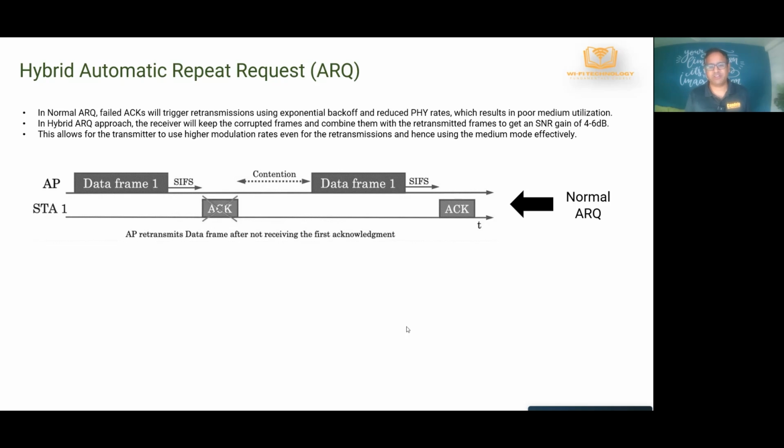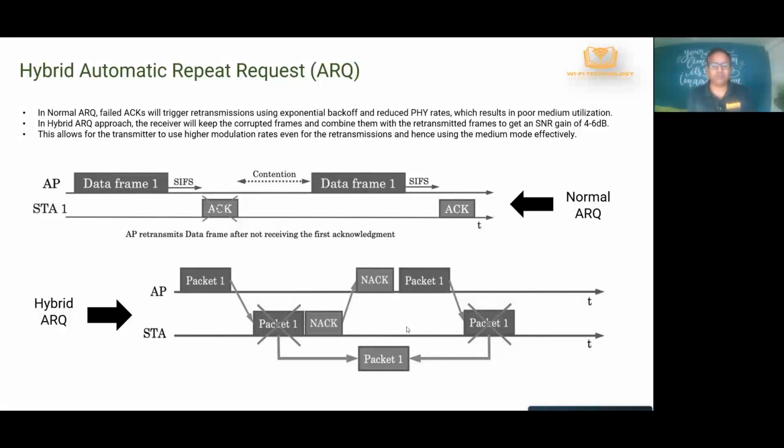That is a standard method that we use. In the hybrid model, when the AP sends a packet and the packet is not received well by the station, the station will not acknowledge it. But then the AP, instead of dropping to a lower MCS rate, can decide to transmit at the same rate.